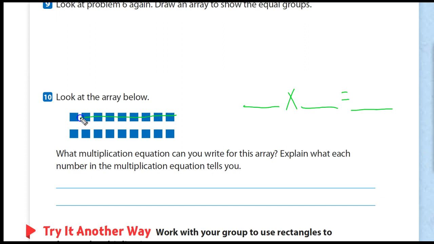Here's 1 row, and here's another row. How many rows do I have? 2. So then my second factor is going to tell me how many are in each group. Well, 1, 2, 3, 4, 5, 6, 7, 8, 9. How many are there? 9. So 2 times 9 would be? I could, if I know what 2 times 9 is, or I can just count all of them, right? 9, 10, 11, 12, 13, 14, 15, 16, 17, 18. So 2 times 9 is 18.